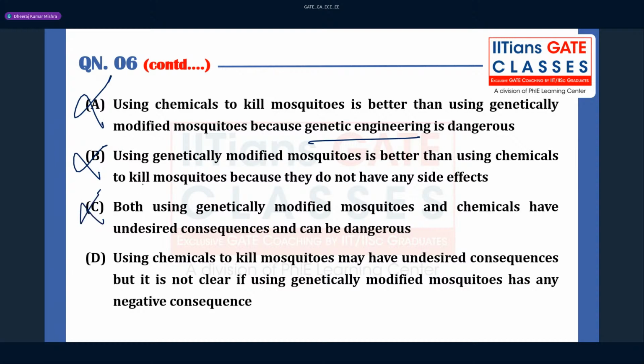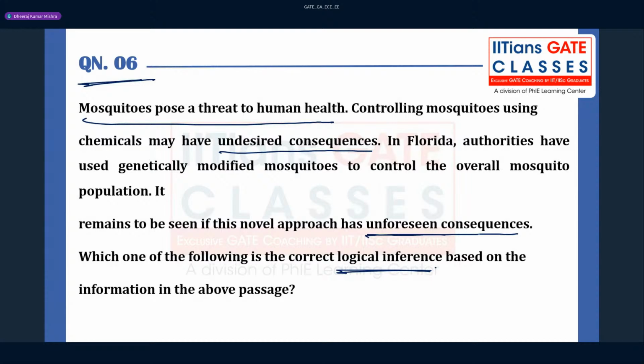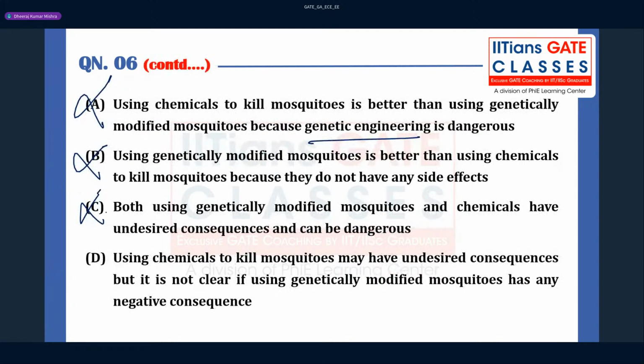Right, so what is this? Here we see the unforeseen consequences, right? Now the next option, what is there? Using chemicals to kill mosquitoes may have undesired consequences, but it is clear; for using genetically modified mosquitoes, it is not clear, they have written that using genetically modified mosquitoes has any negative consequences. So this option can be correct. Option D will be correct for this question.